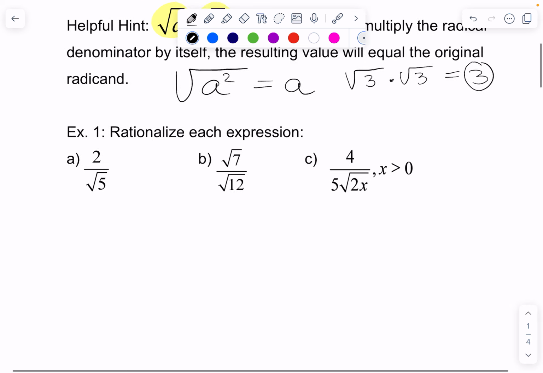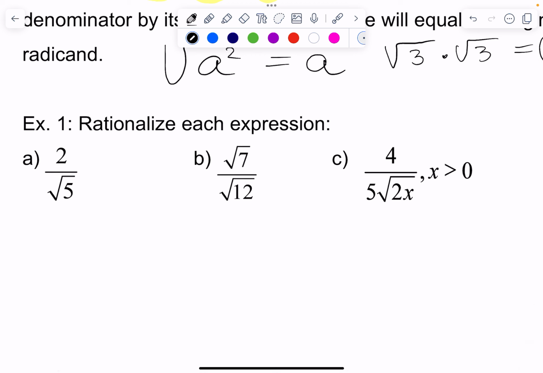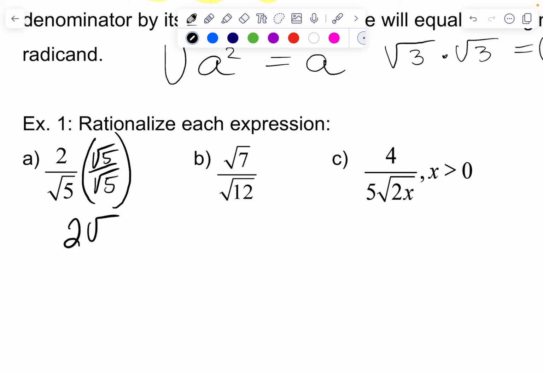So for example, I want to rationalize each expression. I cannot have a radical in the denominator, so I'm literally going to multiply by the square root of 5. Why the square root of 5? Because I need two 5s to pull one out of a square root, so I've got 2 square root of 5 over square root of 5 times square root of 5, which is 5. If you need to go the long way, square root of 5 times square root of 5 is square root of 25, which is 5.